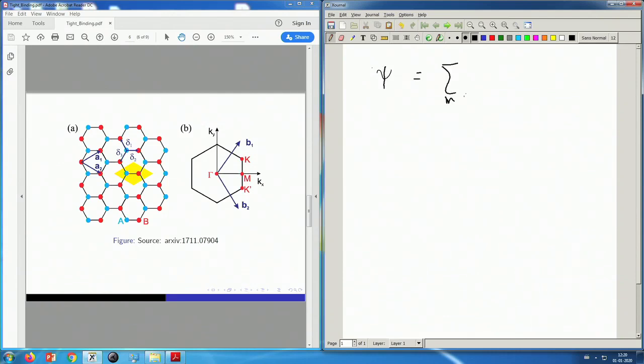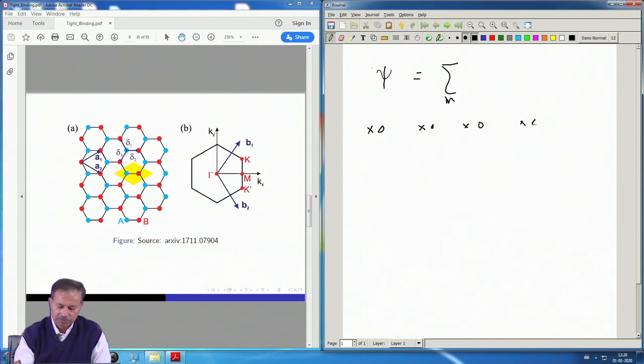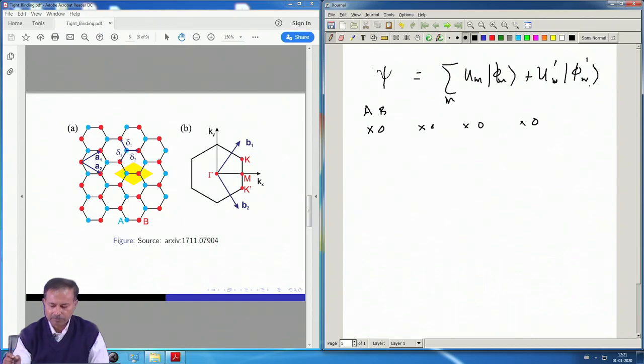Now, as we discussed, in this case the choice of the LCAO function contains 2 parts. One is coming from lattice point A and the other one is from lattice point B. So, this was the lattice that I drew. There were A and B types of atoms, and so we wrote down u m phi m coming from A type of atoms plus u m prime phi m prime coming from B type of atoms. So, this is exactly the same procedure that we followed.